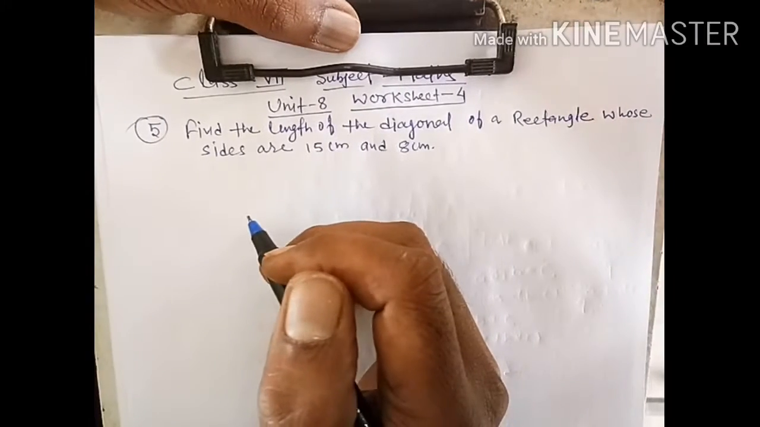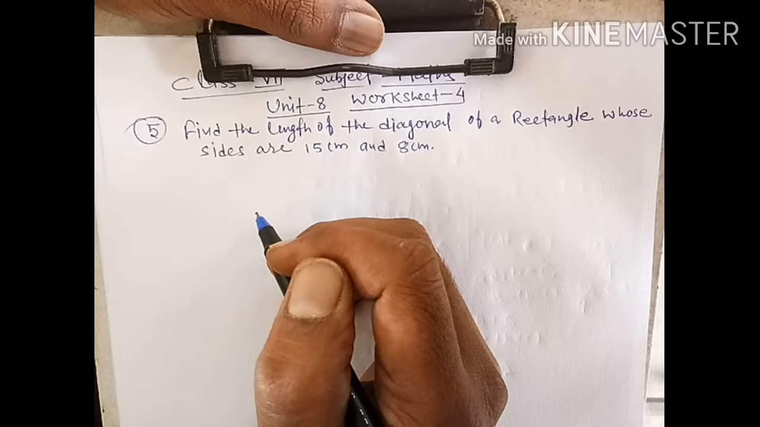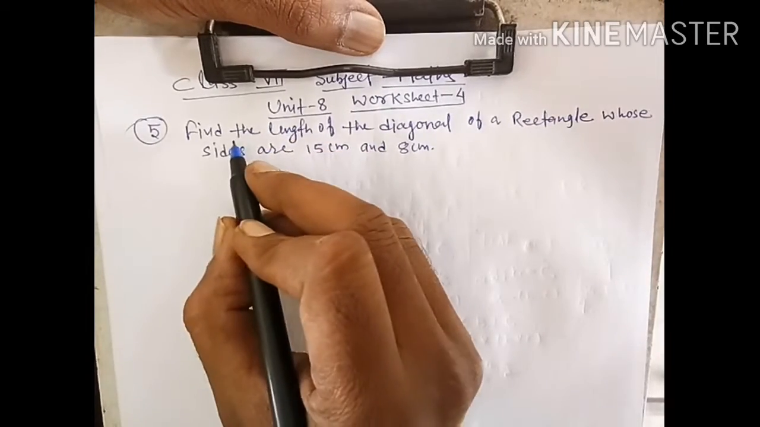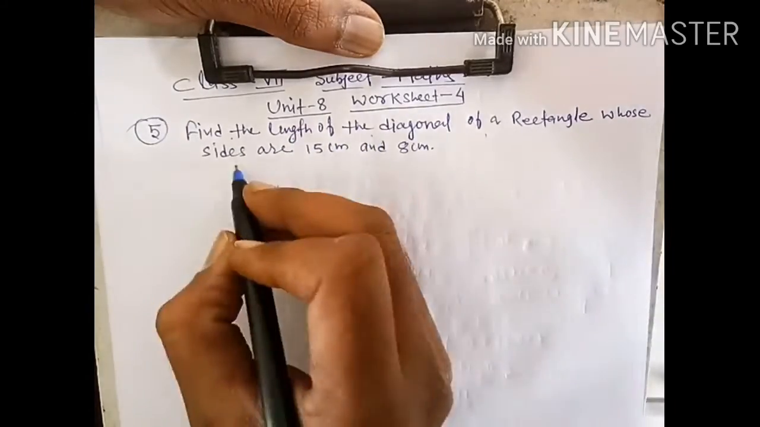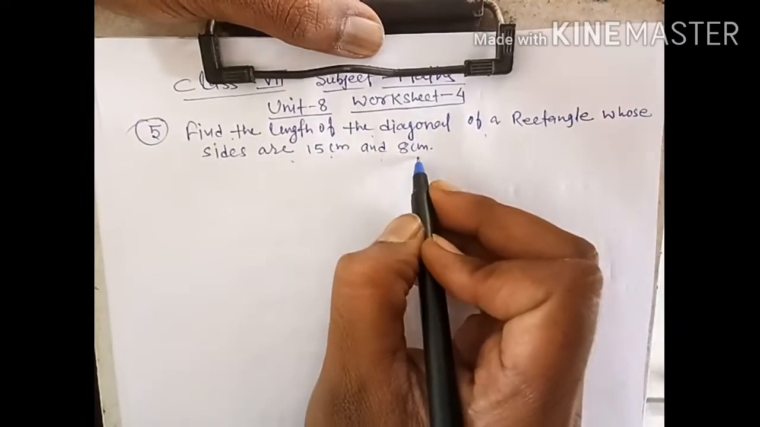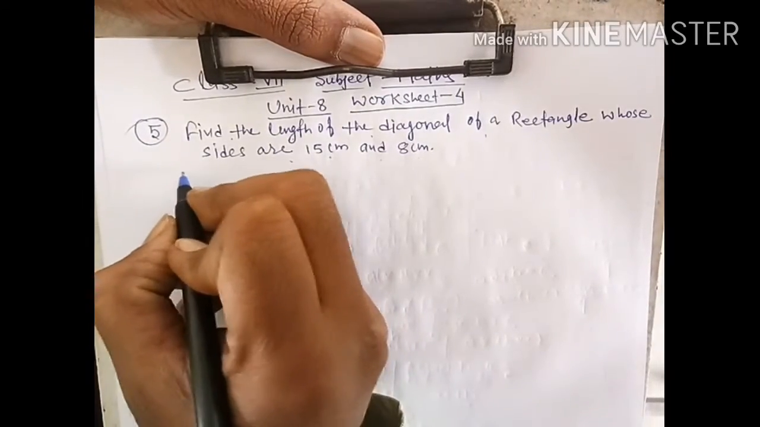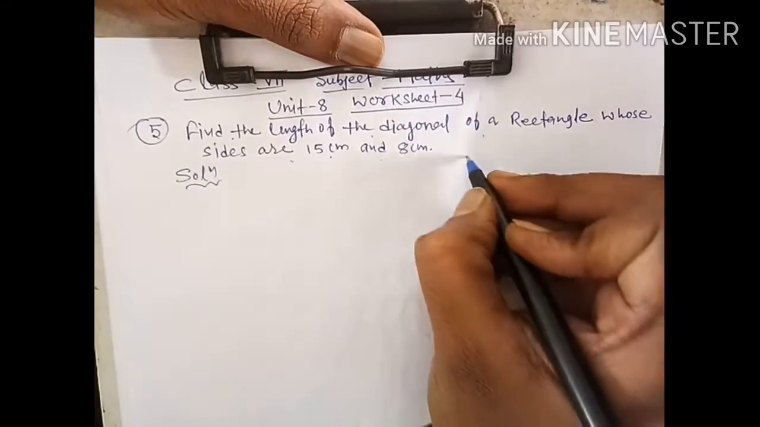Dear student, in this video we will learn the problems of worksheet 4 of unit 8 from question number 5. In question number 5, find the length of the diagonal of a rectangle whose sides are 15 cm and 8 cm. You have to find the length of the diagonal of a rectangle whose sides are 15 cm and 8 cm.